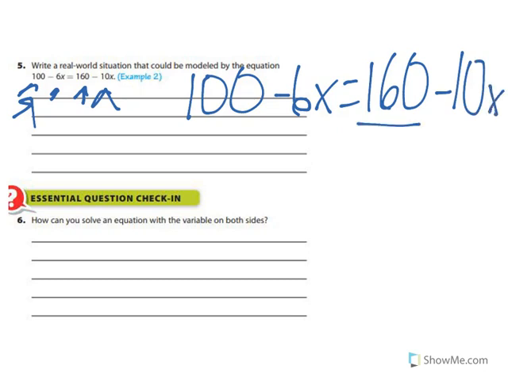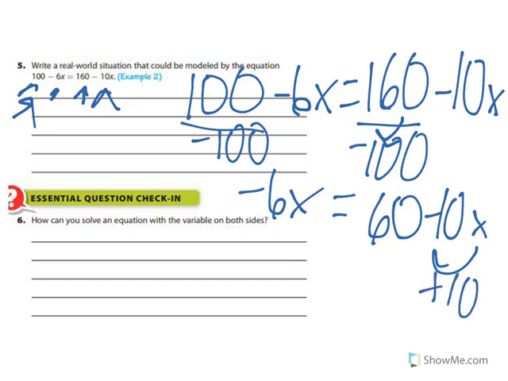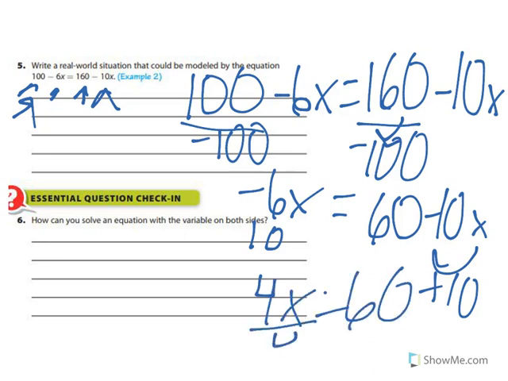Alright, so I want my value to be bigger, right? So if I move that over there, it's going to make that negative. I don't want to do that, so I'm going to subtract 100 from both sides. So that equals 60 minus 10x. Now on this side, I'm going to add the 10x on both sides to cancel it here. So 10x and negative 6x is 4x equals 60. Divide both sides by 4. X equals 15, right? 60 divided by 4 is 15.